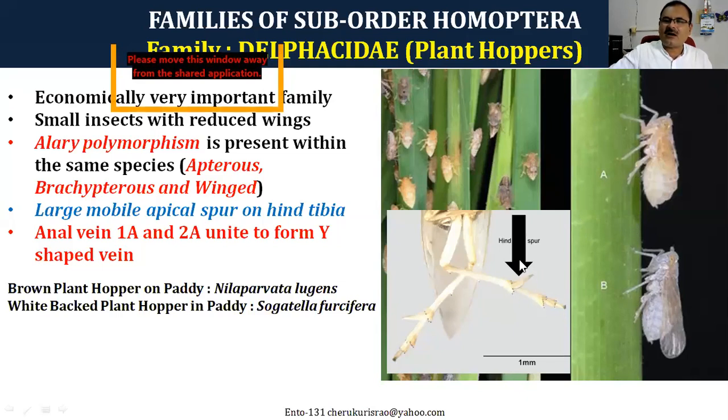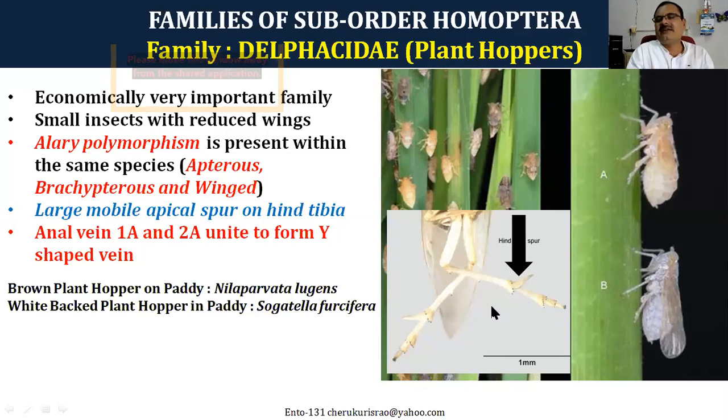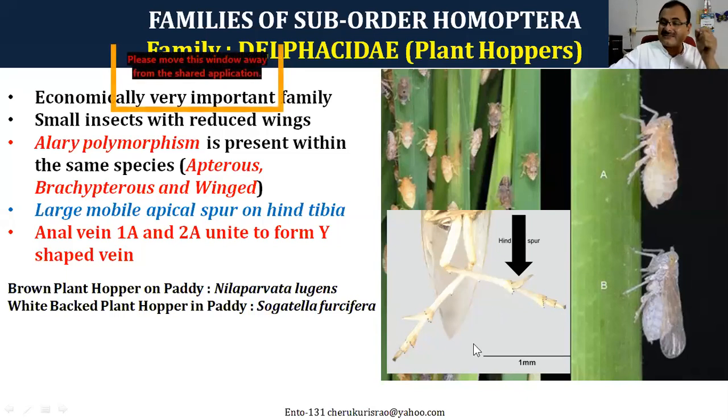So they have a large mobile apical spur. Whenever you bring any hoppers to any scientist or any taxonomist, they will immediately look for the spur. Suppose they find this kind of large mobile apical spur on the hind tibia, they will immediately say this is a Delphacid. There may be many species and many genera, but they belong to the family Delphacidae. That's a very, very important and peculiar taxonomic character you should remember.